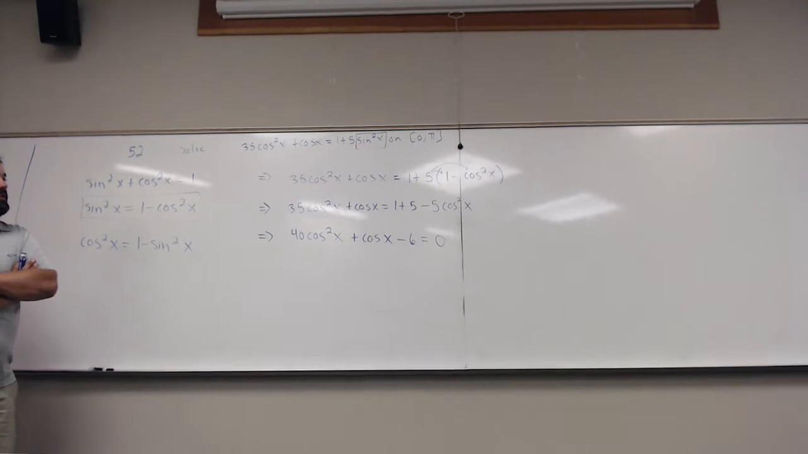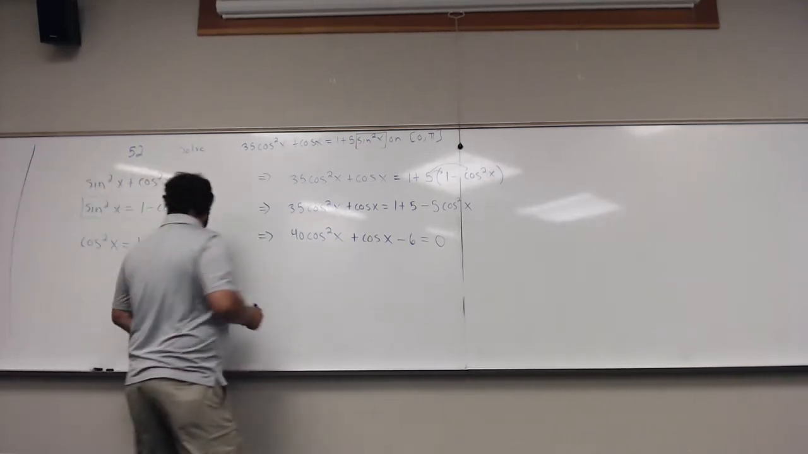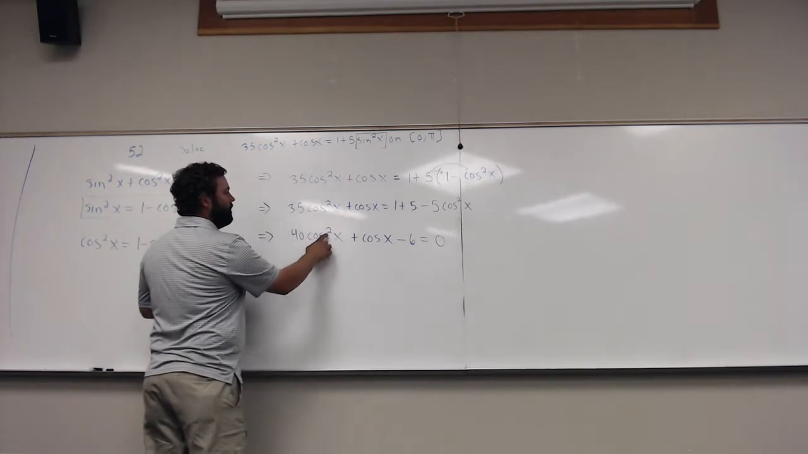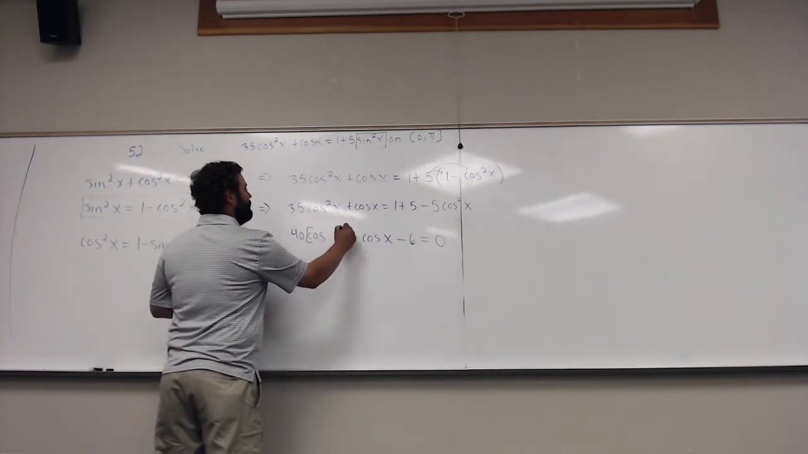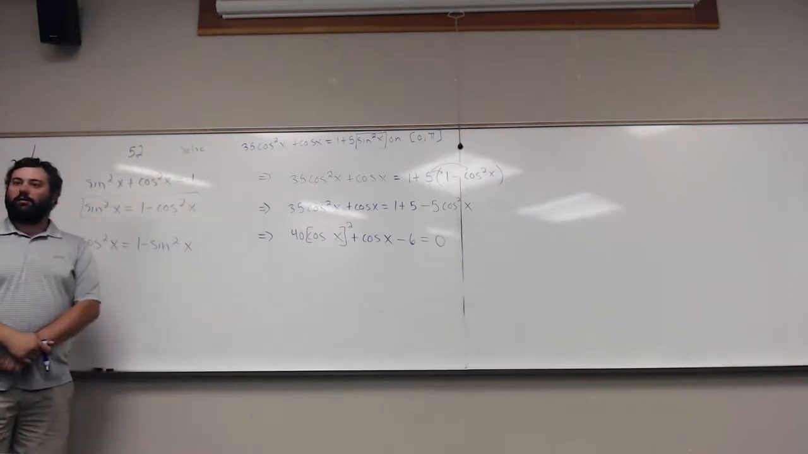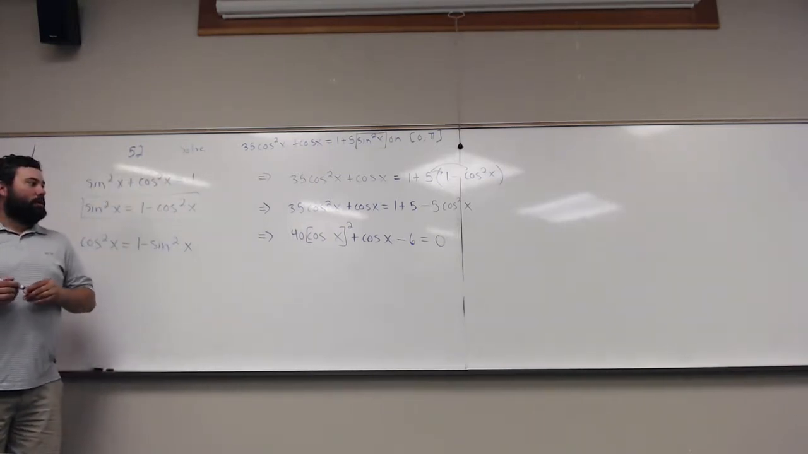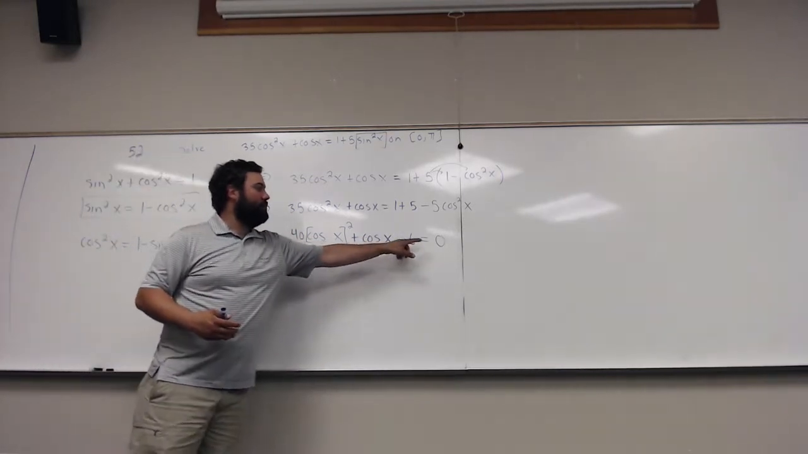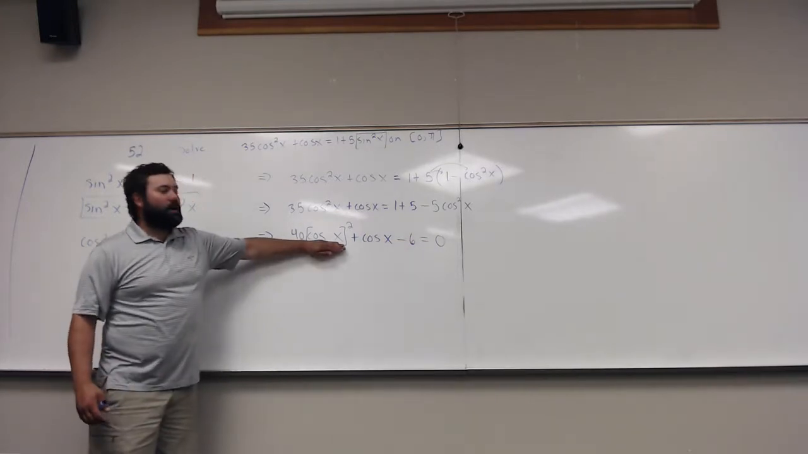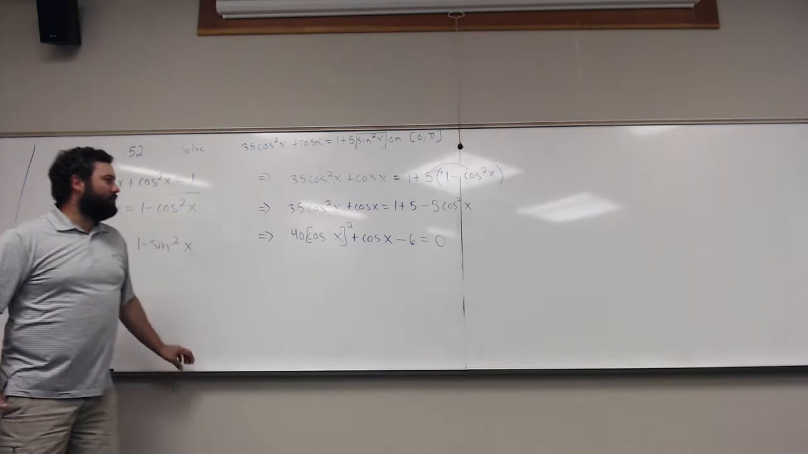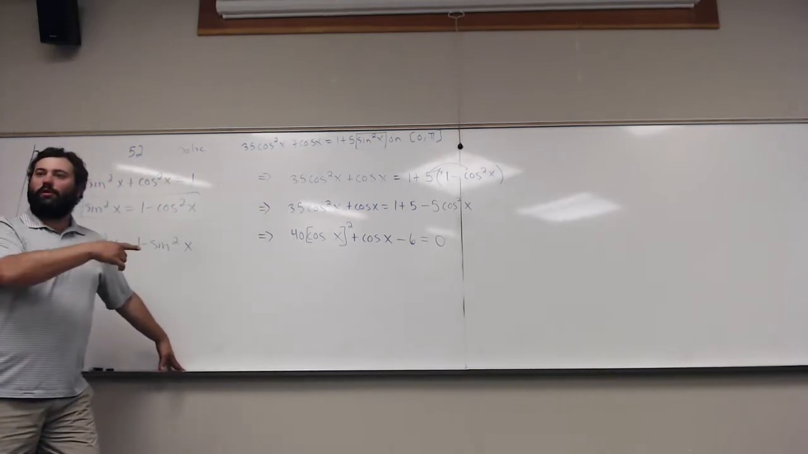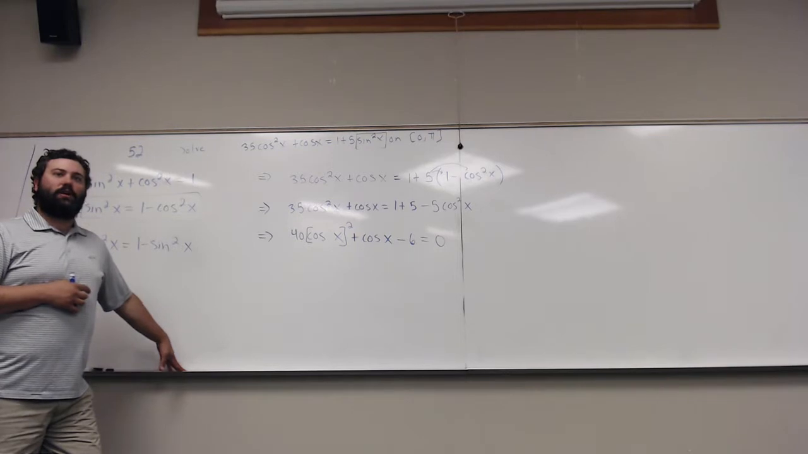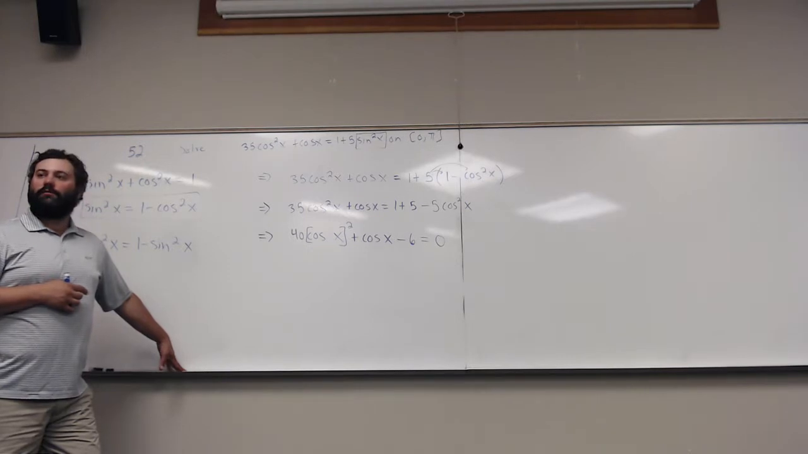Now I have this as a quadratic in terms of cosine of x. Remember, cosine squared of x is just special notation for taking cosine of x and then squaring that quantity. This looks really close to a quadratic. Normally you'd have 40x squared plus x minus 6 equals 0, but I'm going to treat cosine of x as the variable. Had anybody gotten to this point? I don't know if this really factors very nicely at all. Had anybody tried it? Okay, so whenever a quadratic doesn't factor, you always use the quadratic formula.